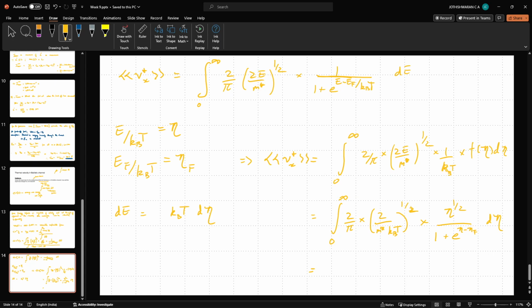So finally, let me reshare the screen, I forgot to do that. I'm going to keep the 2 by root pi inside so that I can separate the two. So what we have is 2 by pi divided by m star kBT. Oh wait, where is the kBT in the denominator? kBT will be in the numerator, because this will be eta times kBT. Yes, sorry.